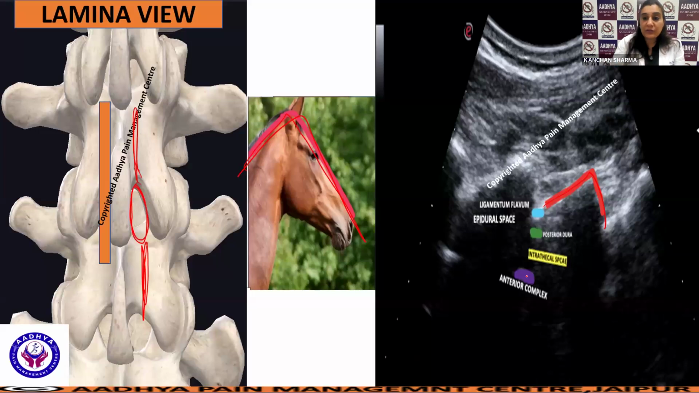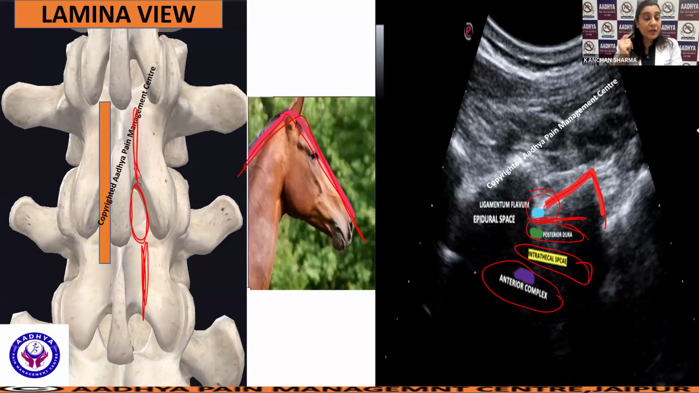Now see the structure. This is how it will be. You have the ligamentum flavum. This will be the epidural space. This will be the posterior dura. Now this is the intrathecal space, and then the anterior complex as a hyperechoic line. So this is the laminar view or the lamina view, whatever you want to say, and we are going to call it the horse head view.